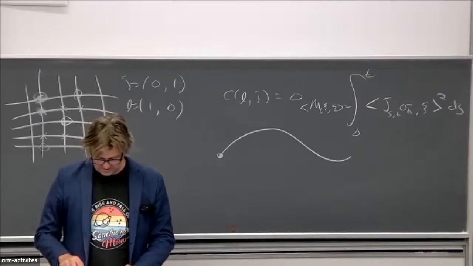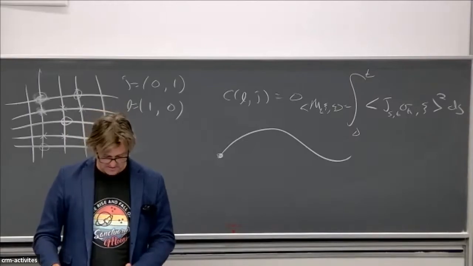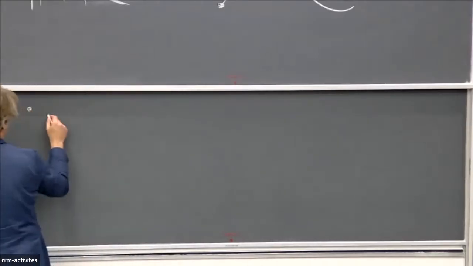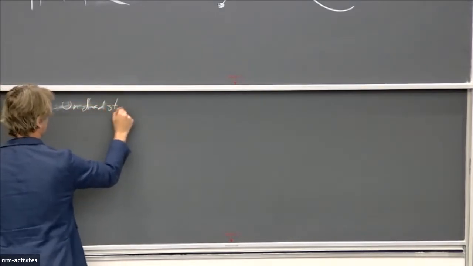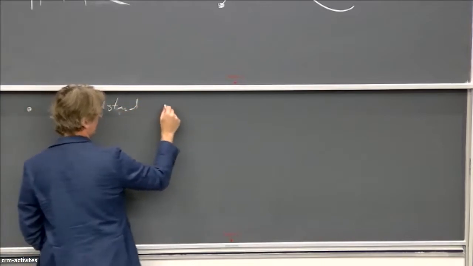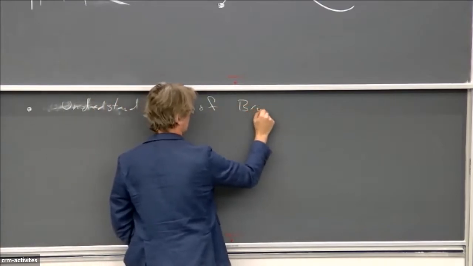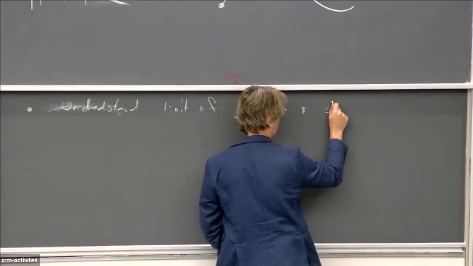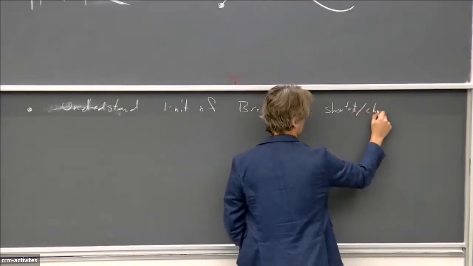All right, very good. So why don't I just state a few other open questions? The first question: understand the limit of brackets and the shortest, cheapest path between two points.